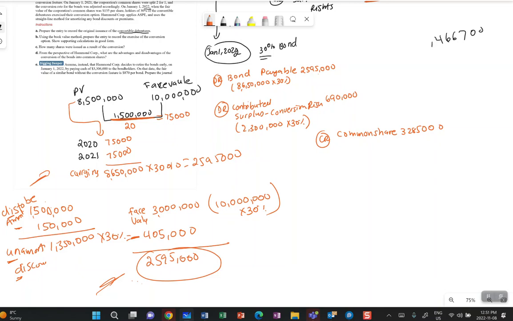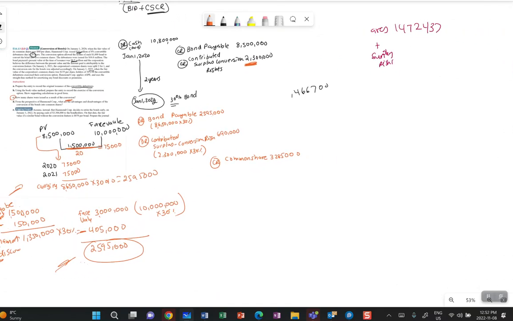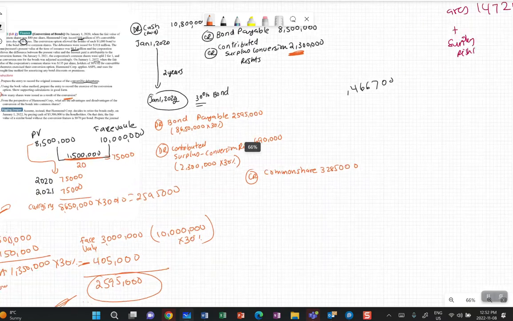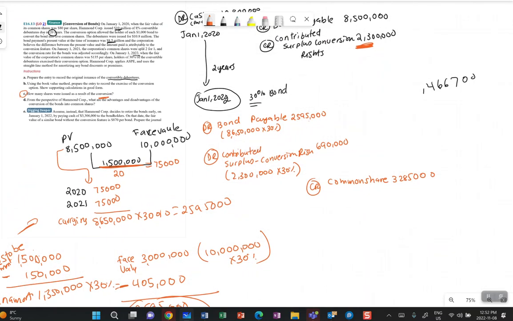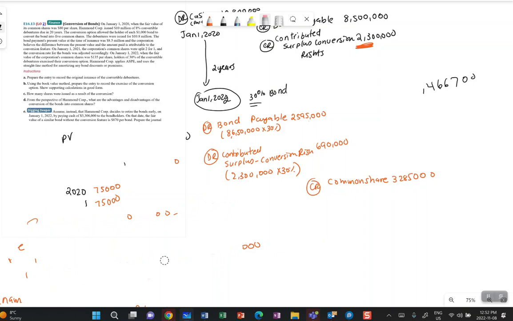So now my next question is C. The question is saying, how many shares were issued as a result of conversion? So we want to know how many shares were issued at the time you converted it. In order for us to do that, we do have a stock split, and we needed to know how many shares were issued. So in this case we needed to go back to the question to see how many shares were issued. Now I'm just going to erase some of the things here so I could see where we are going.